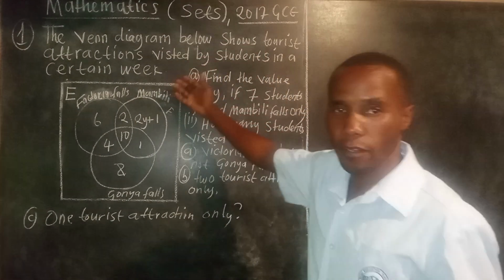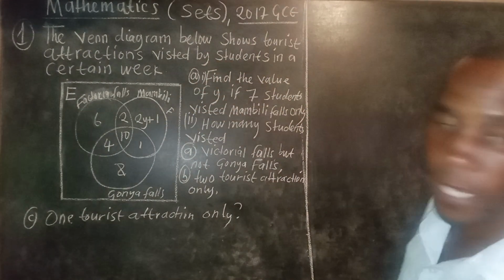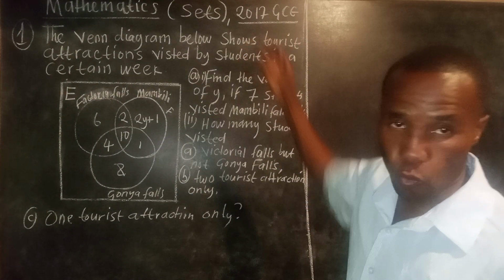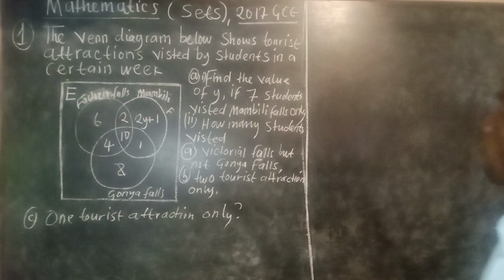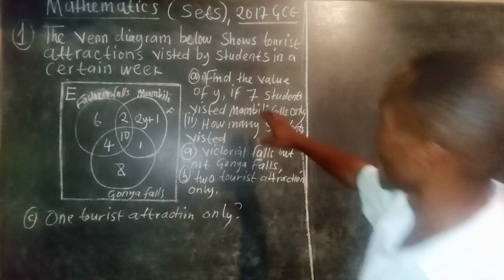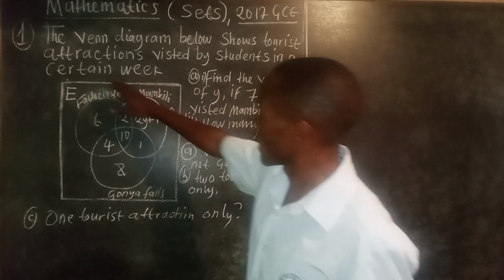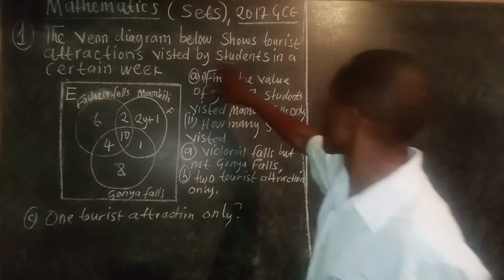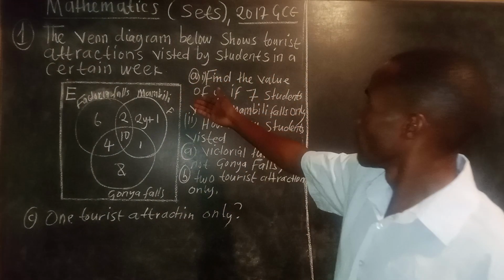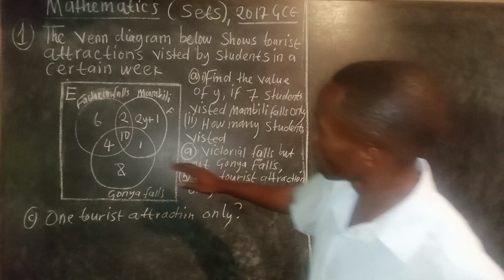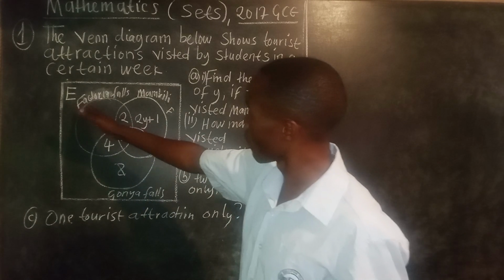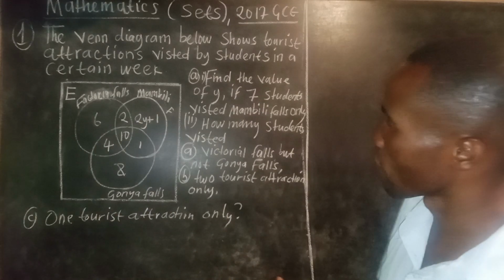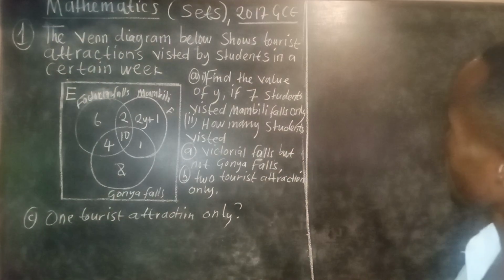Okay, so we want to see how we can answer questions under sets from paper 2. Quickly, let's go direct to the question and see how we are going to answer it. The Venn diagram below shows tourist attractions visited by students in a certain week. So we have the Venn diagram, which is this one. The first set is for Victoria Falls, the other one is for Mambima Falls, the last one Ngonya Falls within the Venn diagram. Now let us see the questions that follow.